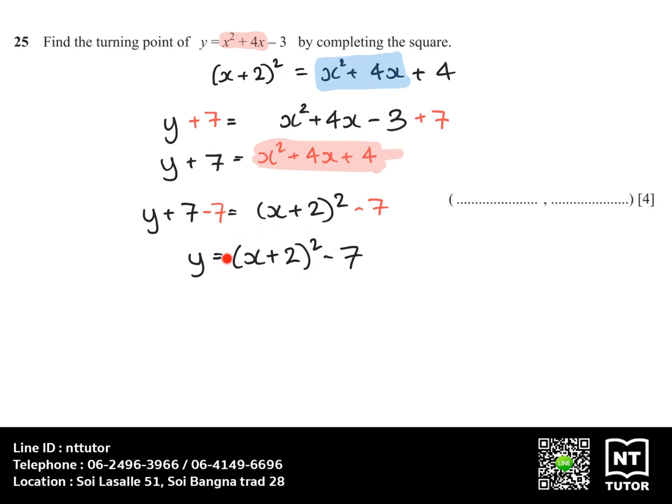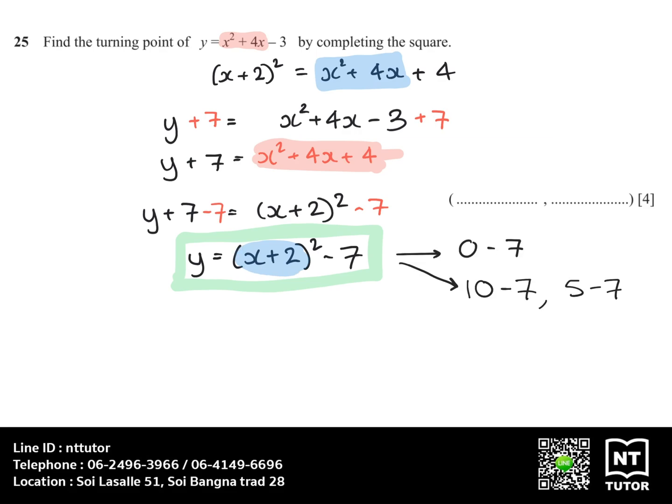Something squared over here will always be positive because a negative number squared will still be positive. Therefore, the smallest value that this expression could be is when the value of the square, or the value inside here, is equal to 0, so that it's 0 minus 7. If whatever is inside the bracket isn't equal to 0, it will have some positive value, and it will turn our expression into something positive minus 7. So the minimum value it could be is this, 0 minus 7.